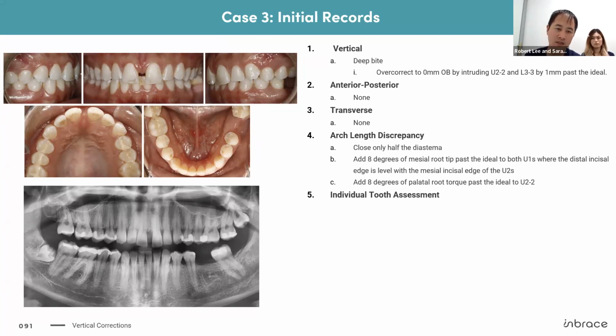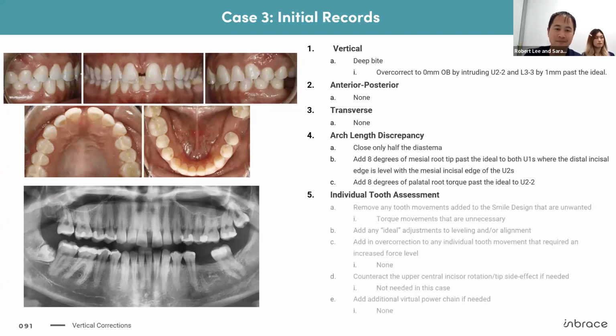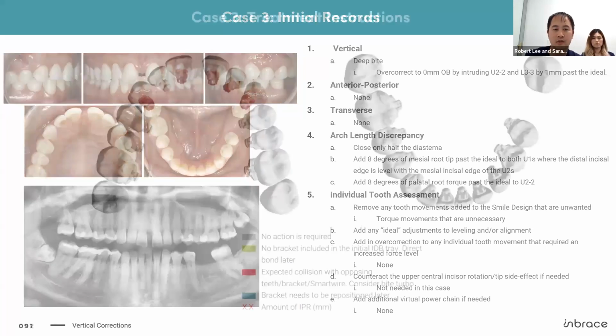And then we're also going to add some palatal root torque to counteract the torque loss that comes with space closure. With your individual tooth assessment, go ahead and remove any tooth movements that are unnecessary. Sometimes, again, the small design team may add something that might be unnecessary. A lot of times when we don't have a very accurate prescription, that can happen. Add any ideal adjustments, add any overcorrection as needed. In most of these cases, these are all fairly normal.